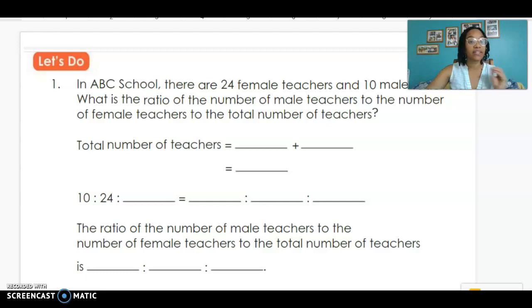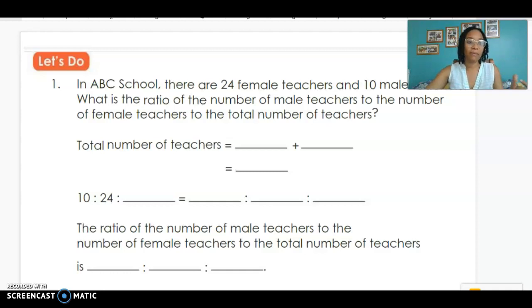Now, when we put it in the correct order, our ratio of male to female to total teachers is 10 to 24 to 34. But wait, we've got to look for a chance to simplify. 10, 24, and 34 are all even numbers, which means that they are on the 2 times table. Let's divide each term by 2 and come up with a simplified answer. 10 divided by 2 is 5, 24 divided by 2 is 12, 34 divided by 2 is 17. So 5 to 12 to 17 is the ratio of the number of male teachers to the number of female teachers to the total number of teachers.